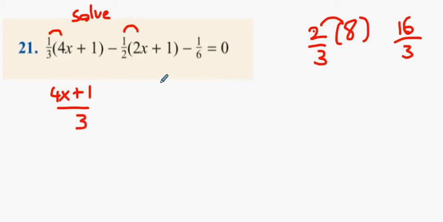Minus 1 times 2x, because the minus belongs to the top, minus 2x. Minus 1 times 1, minus 1 if you multiply. Minus 1 times plus 1 is minus 1. Put the 2 underneath, and then you have minus a 6 underneath there.